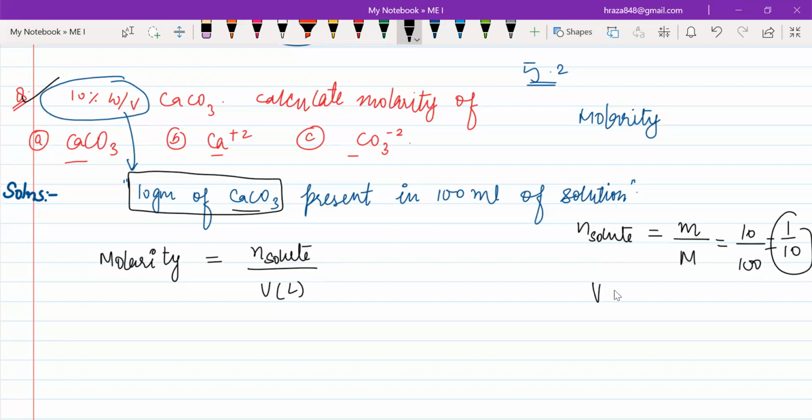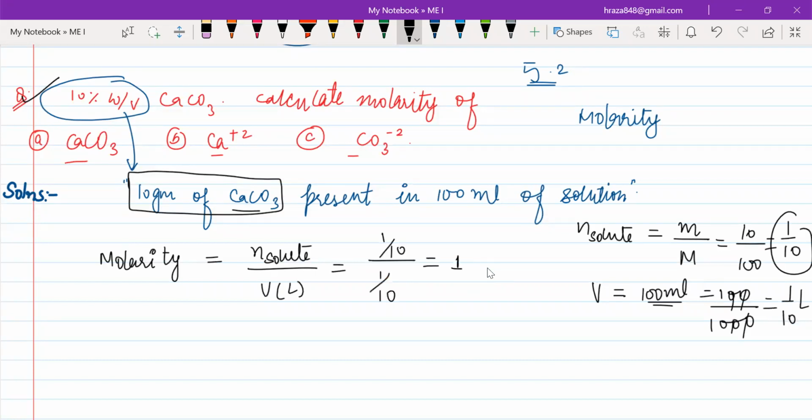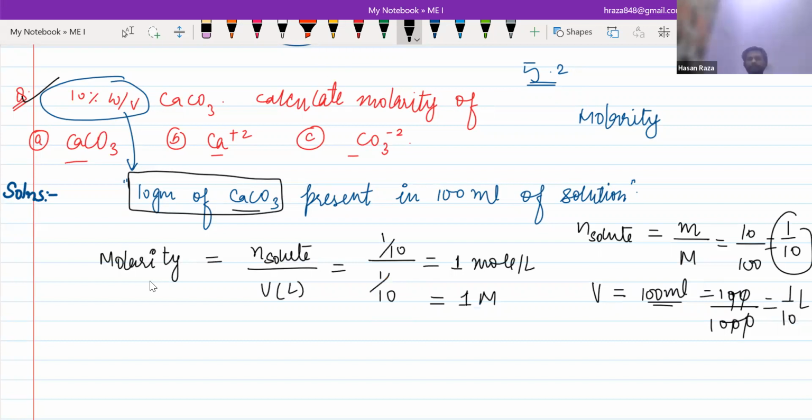Now, volume of solution in liter: volume is given as 100 ml, and we can easily convert it into liter by dividing by 1000. So the volume will also be 1 by 10 liter. Now you put the values. Number of moles of solute is 1 by 10, volume of solution in liter is 1 by 10, and you will get 1 mole per liter, 1 m. We can also write 1 capital M.